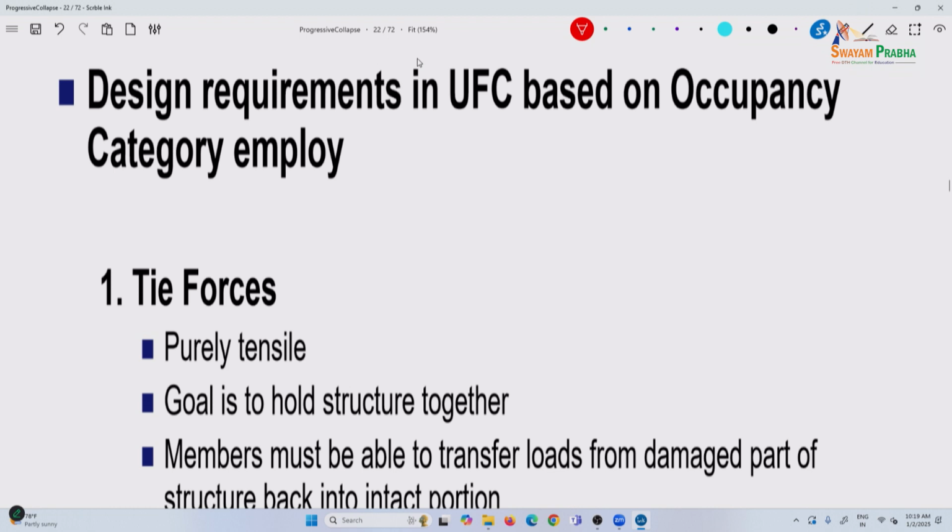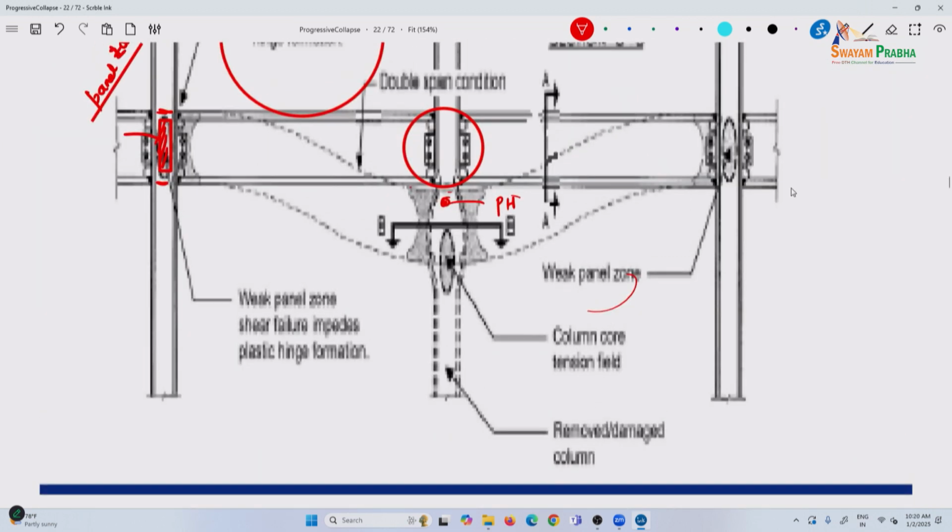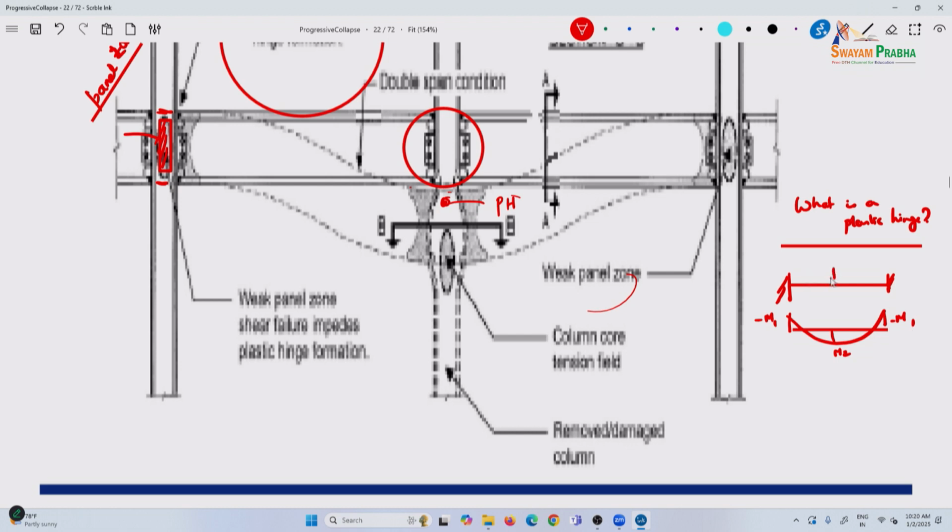What is a plastic hinge? The question is, what is a plastic hinge? Say you have a fixed structure, right? So, this is fixed, and you will have a negative moment here, M1, M2 and M3, negative, let us say M1, whatever be the loading that you apply.